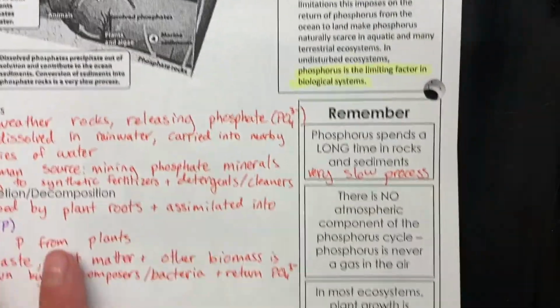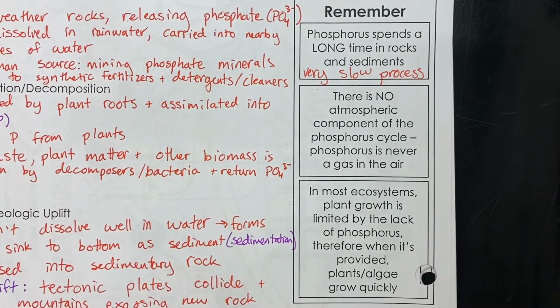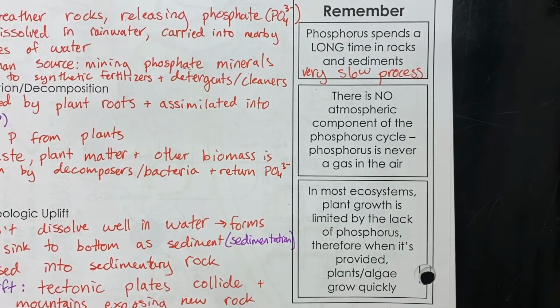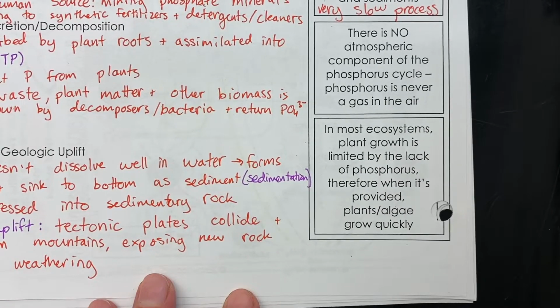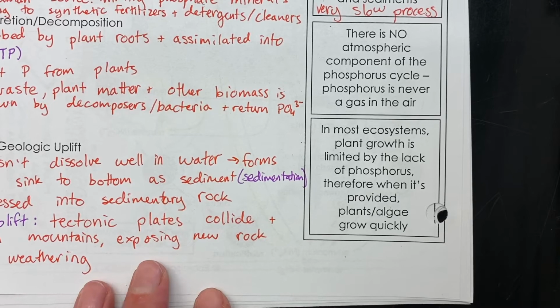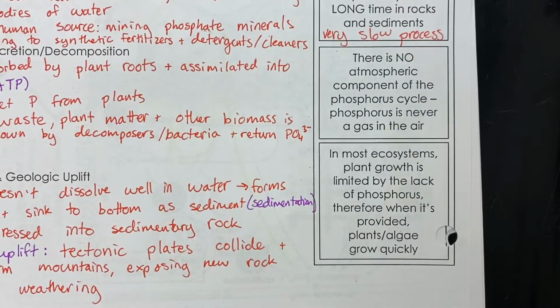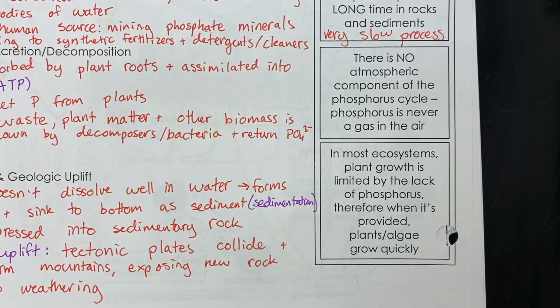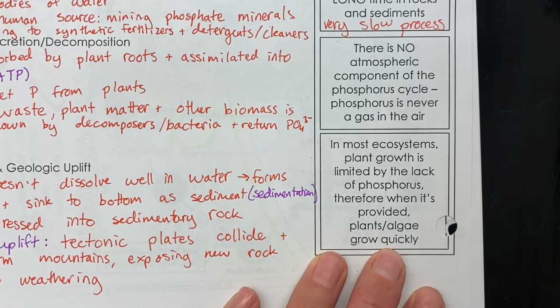Key ideas to remember about phosphorus is that the phosphorus cycle is very slow. Phosphorus spends a long time in rocks and sediments. Also, remember there's no atmospheric component of the phosphorus cycle. Phosphorus is never a gas in the air. This is another reason why it's a very slow process, because it takes a long time for those rocks to get weathered. And in most ecosystems, plant growth is limited by the lack of phosphorus.